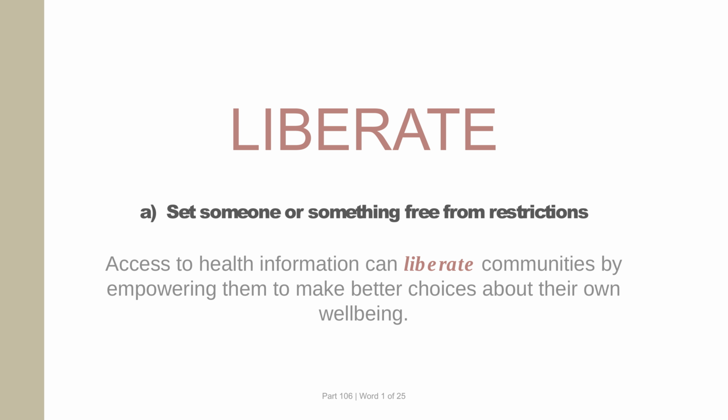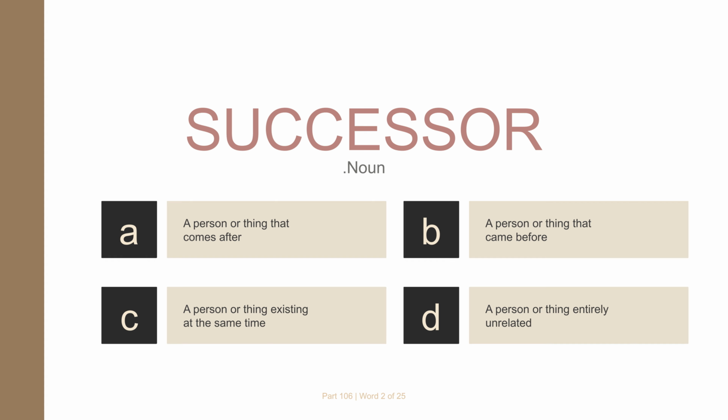Example: access to health information can liberate communities by empowering them to make better choices about their own well-being. Question 2. What is the meaning of successor? Option A. A person or thing that comes after.